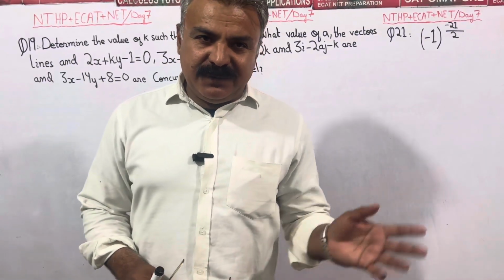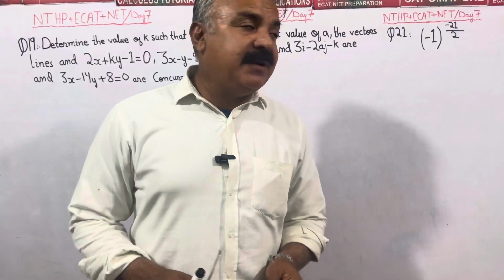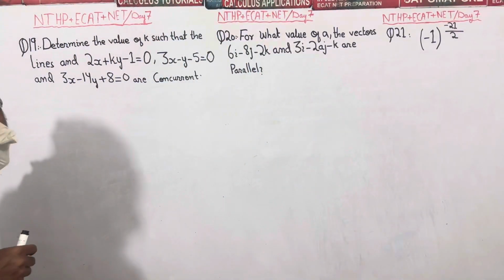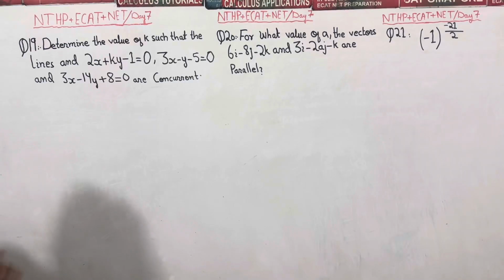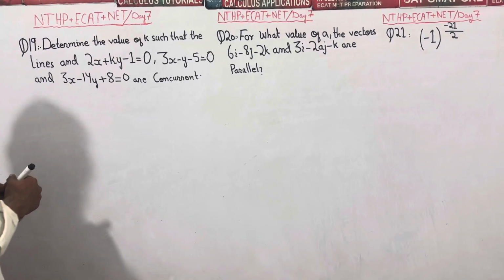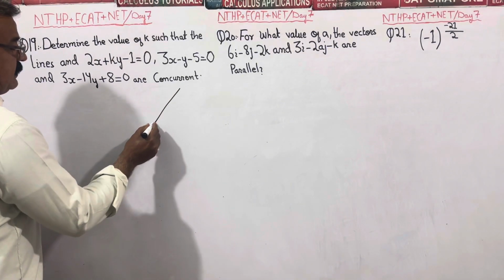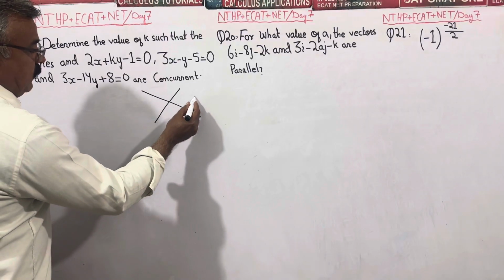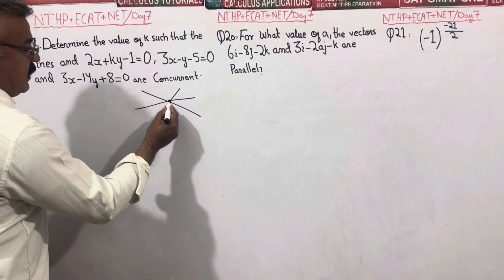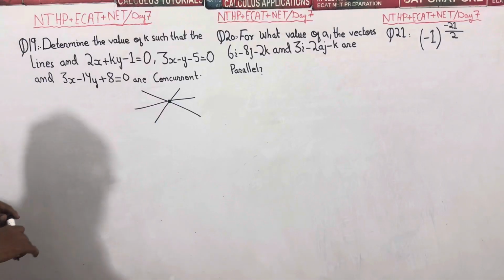Question number 1. Without wasting time, let's start. Question number 1 reads: determine the value of k such that the three given lines are concurrent. We have to prove that they are concurrent, meaning they intersect at the same point.